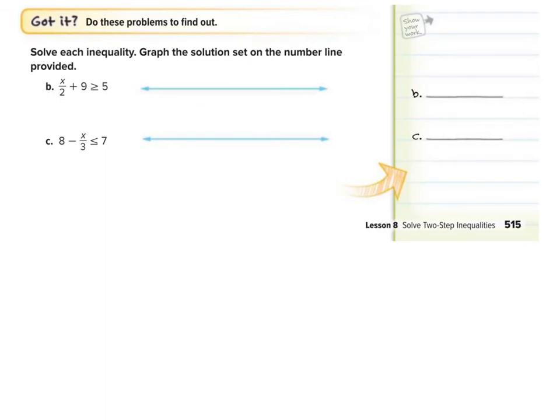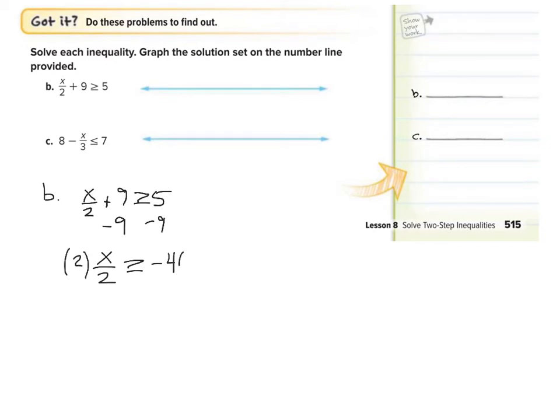Okay, so now let's solve each inequality. It says graph the solution set on the number line provided. X over 2 plus 9 is greater than or equal to 5. So let's solve it down below. I'll have B go here. X over 2 plus 9 is greater than or equal to 5. Subtract 9 from both sides of the inequality. X over 2 is greater than or equal to 5 minus 9, which is negative 4.